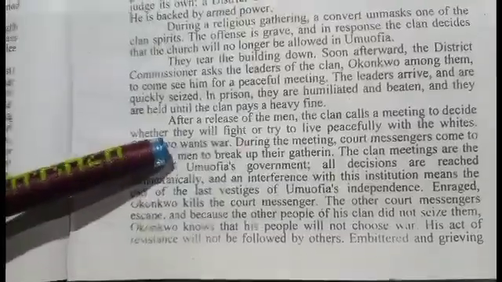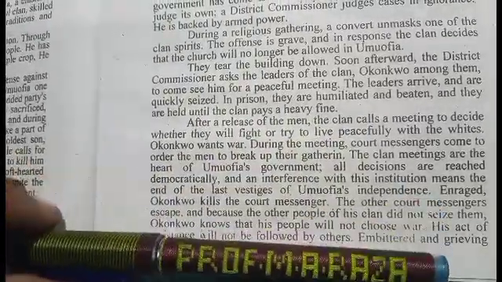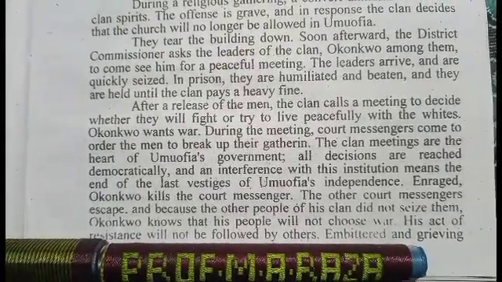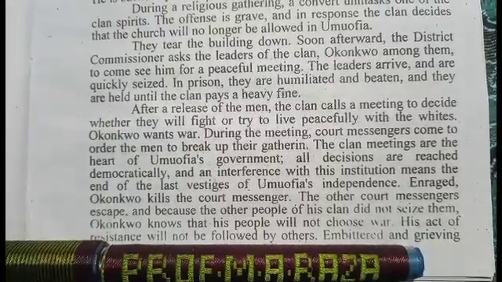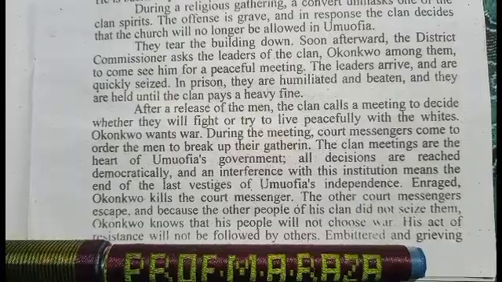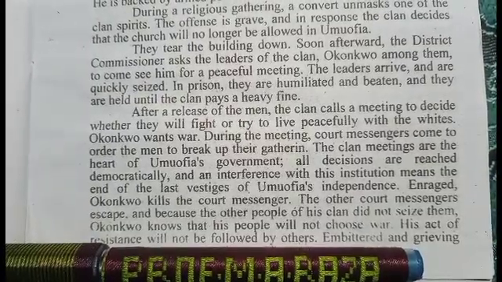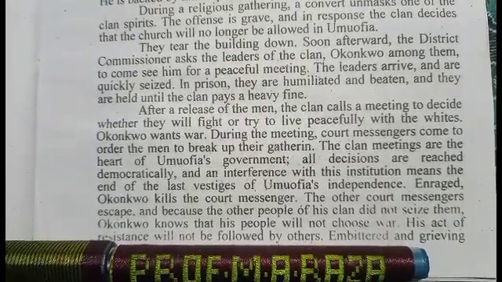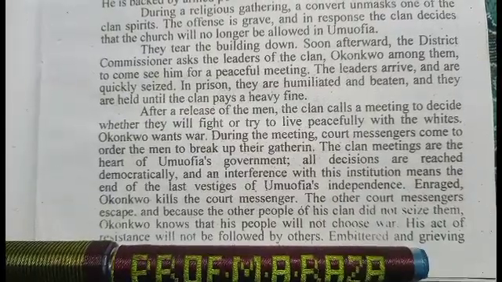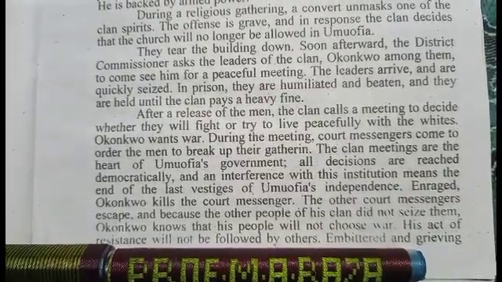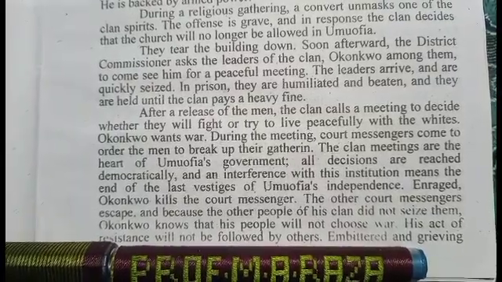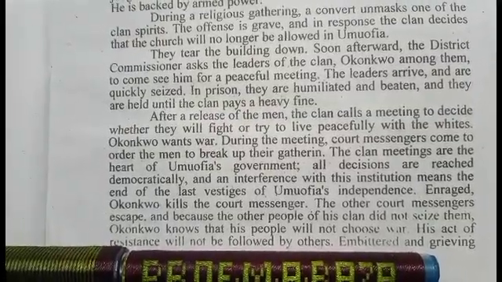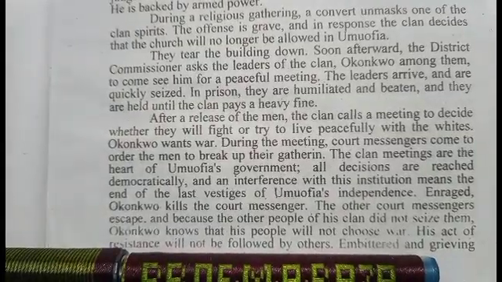Next paragraph. After the release of the men, the clan calls a meeting to decide whether they will fight or try to live peacefully with the whites. Okonkwo wants war. During the meeting, court messengers come to order the men to break up their gathering. The clan, here is American pronunciation, G was silent, but that is a composing mistake too. G should be here: gathering.